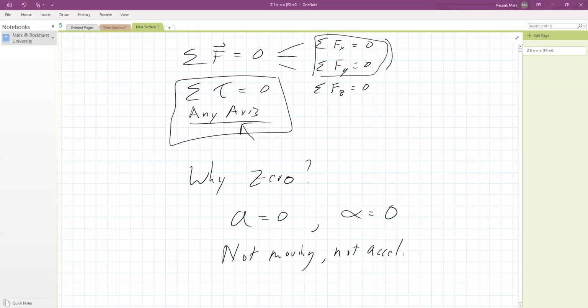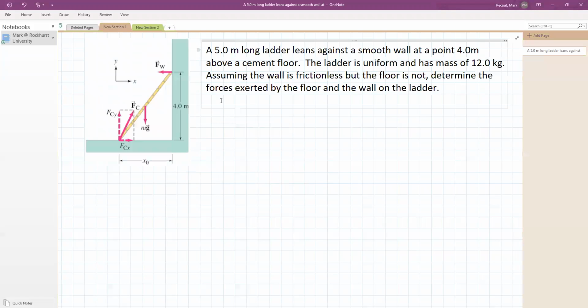Okay, so let's look at a problem. I think you really see what this is about when you actually look at a problem. We have a 5-meter long ladder. So let me just be clear about this. This ladder is 5 meters long. So this is the ladder here. That length is 5 meters long.